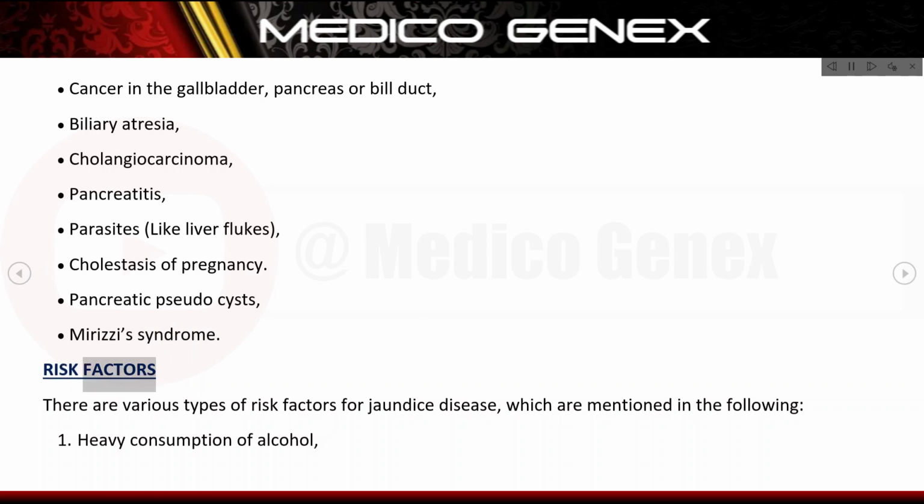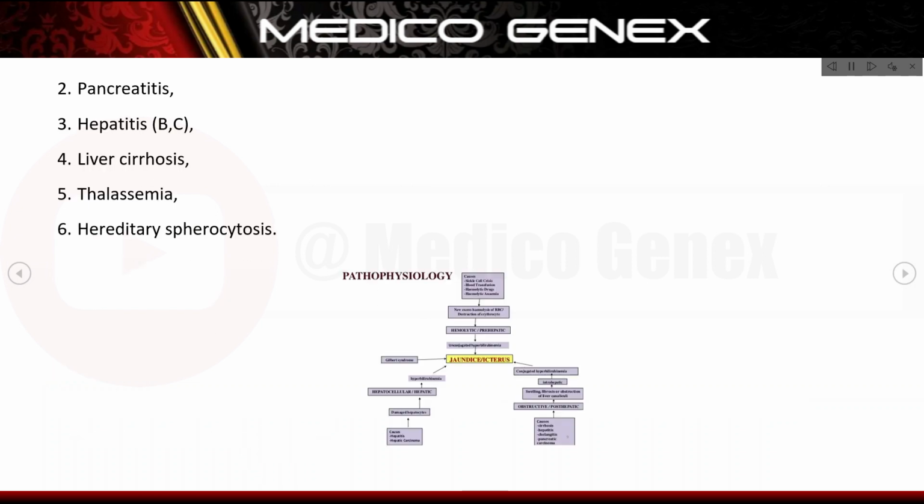Risk factors. There are various types of risk factors for jaundice disease, which are mentioned in the following: heavy consumption of alcohol, pancreatitis, hepatitis B/C, liver cirrhosis, thalassemia, hereditary spherocytosis.